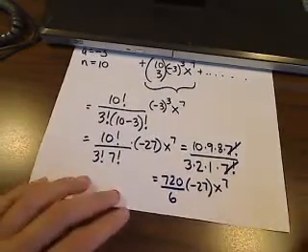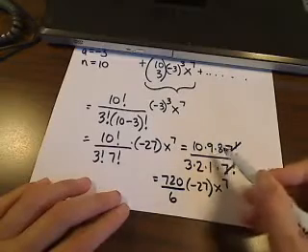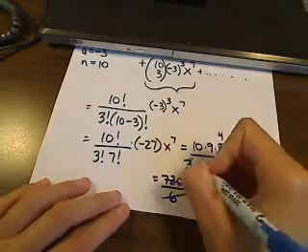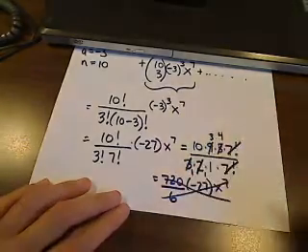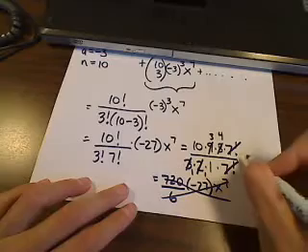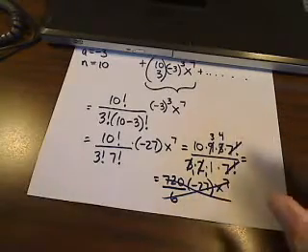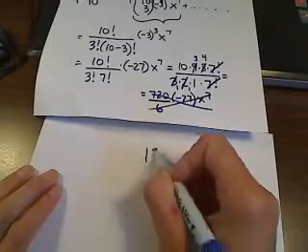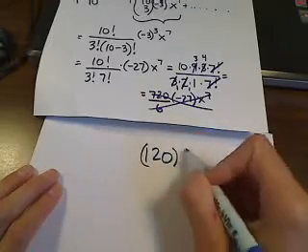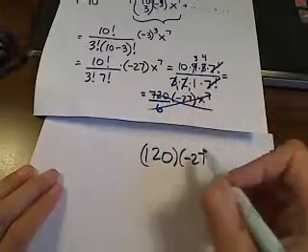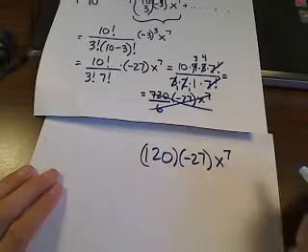Okay, and then there's some reducing that can be done there. Actually, we could have reduced right here. I think I'll do that. So 2 goes into 2 once, into 8 4 times. 3 goes into 3 once, into 9 3 times. So we have 10 times 3 times 4. That's actually 120. So this ends up being 120, and then we have times our -27. That was just the factorial piece, times that -27, x to the 7th.